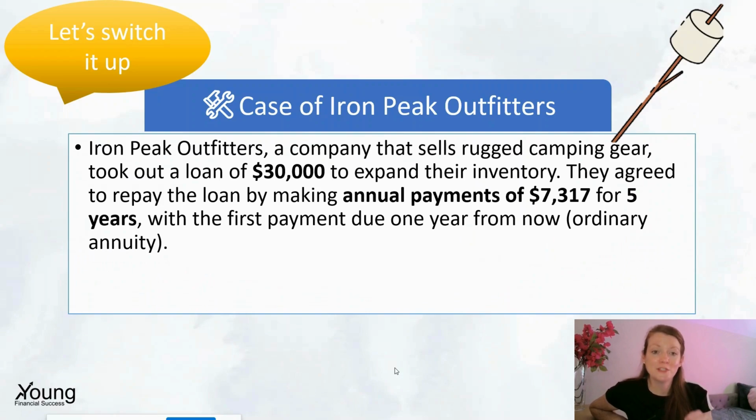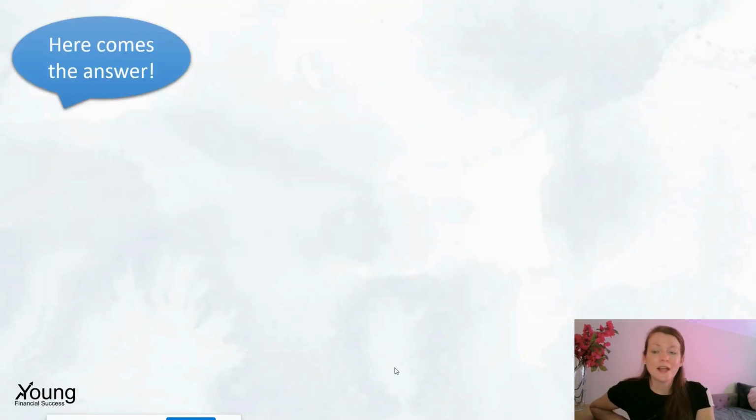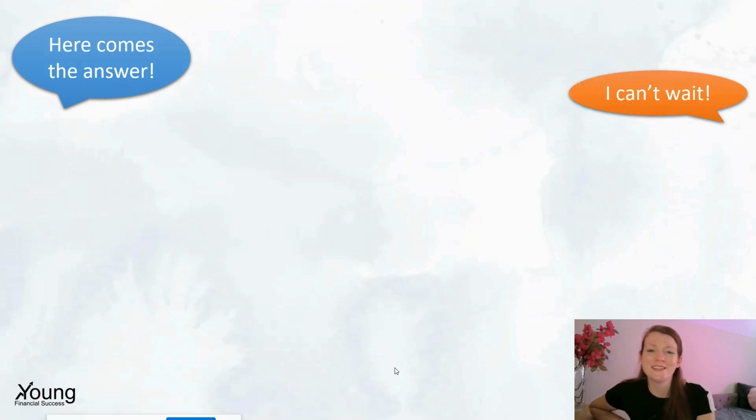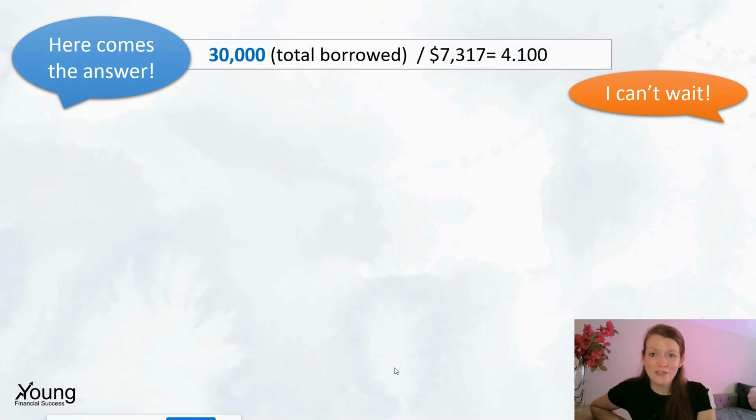So we know how much their payments are, we know how much the loan is, and we know how many years it's for. So what are we missing? We want to know what the interest rate is. So what we're going to do is we're going to have to work into this to find the interest rate. We're going to have to kind of work backwards. So here comes the answer. You can't wait. So we take the $30,000 divided by the payment amount, and that gives us a factor, 4.1.